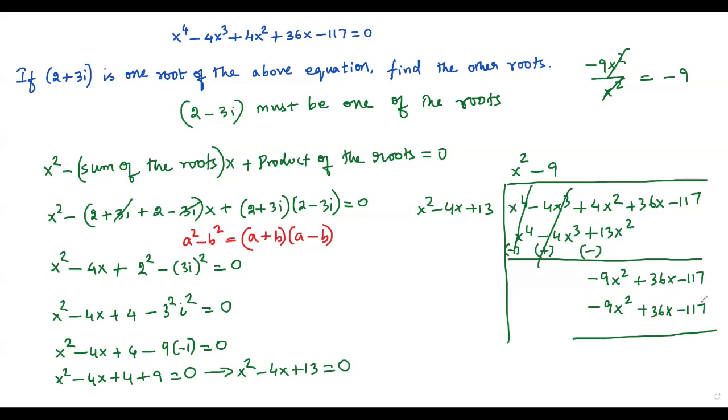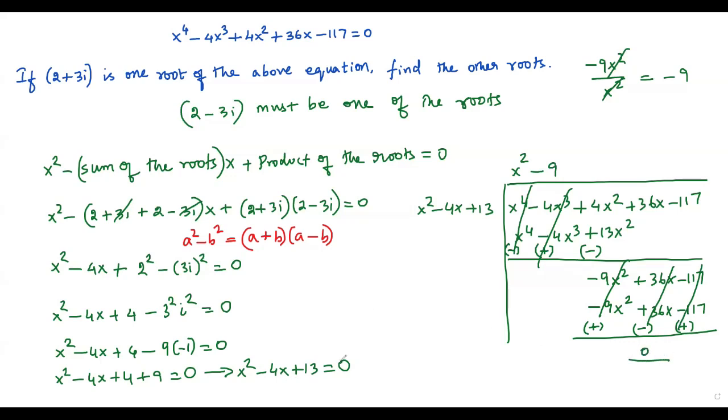Since I'm doing subtraction, I always have to multiply the expression at the bottom by a negative sign. So this negative 9x squared will become positive, this positive 36x will become negative 36x, and this negative 117 will become positive 117. So positive 9x squared and negative 9x squared cancel out, positive 36x and negative 36x cancel out, and negative 117 and positive 117 cancel. I'm getting 0, so definitely I'll be getting 0 here.